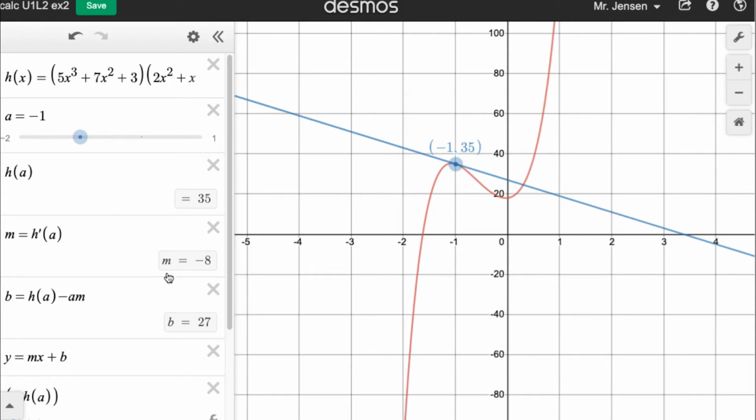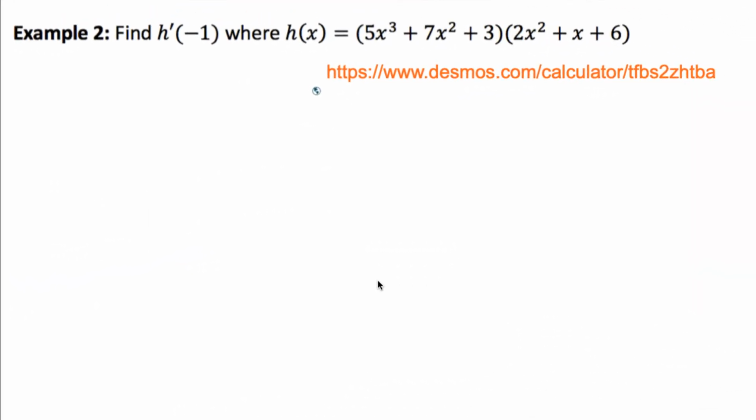Now, I have Desmos telling me it's negative 8, but how are we going to figure that out? We're going to have to find the equation of the derivative, plug negative 1 into it, and it'll tell us the slope of the tangent at that point. So let's start by finding h prime of x.